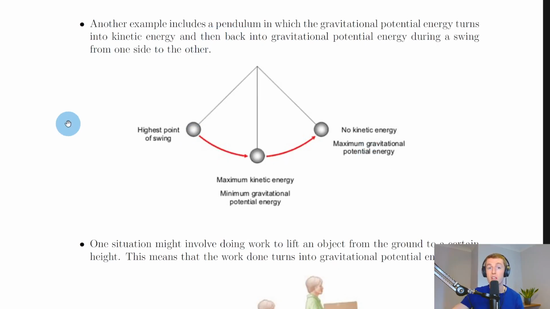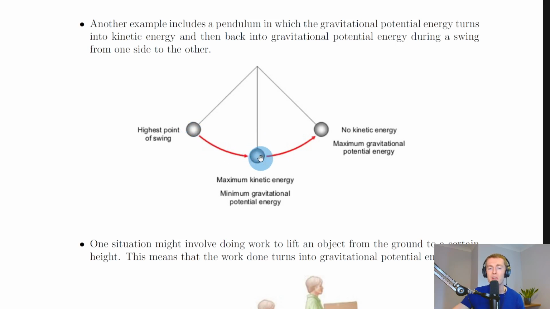Going back to the notes, another example of energy conservation includes a pendulum in which the gravitational potential energy turns into kinetic energy and then back into gravitational potential energy again during a swing from one side to the other. So let's say the ball on the end of this string started off at the highest point of its swing. We would say that at this point it's got maximum gravitational potential energy because it's the highest point above the ground. And then when we let that go, the ball is going to move, so it's going to gain kinetic energy as it moves through the middle point, i.e. the equilibrium of its swing.